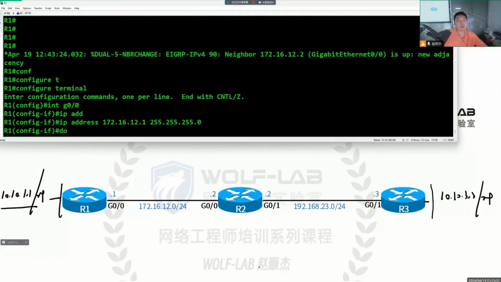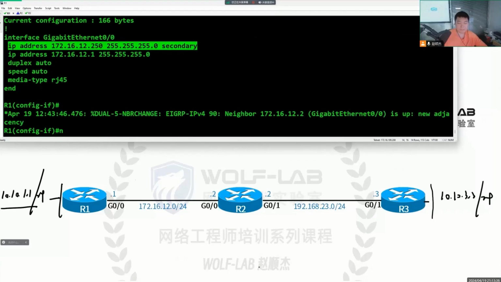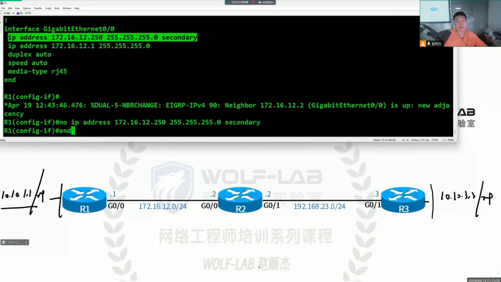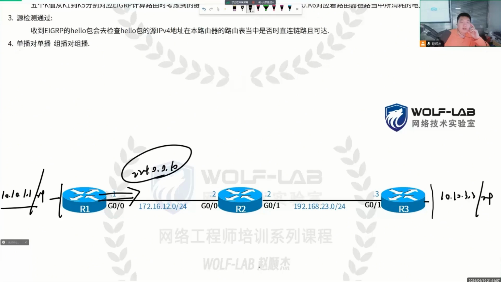We look at the fourth condition affecting the establishment of EIGRP neighbors: unicast to unicast, multicast to multicast. So now for our EIGRP neighbor establishment process, R1 sends such a hello packet. The destination address is 224.0.0.10. R2 also sends the EIGRP hello packet. The destination address is the EIGRP multicast address, 224.0.0.10. Once both sides run EIGRP, we will all join the multicast group.